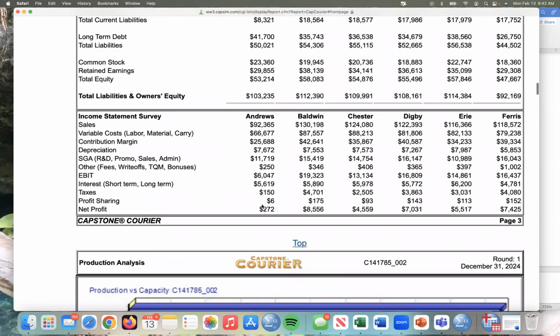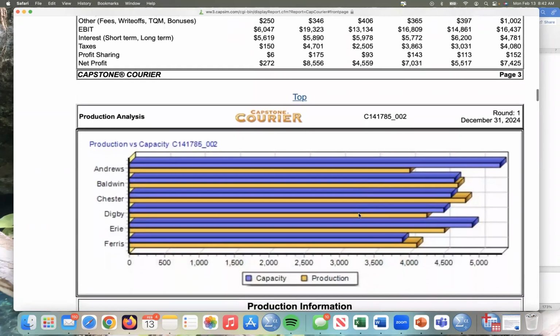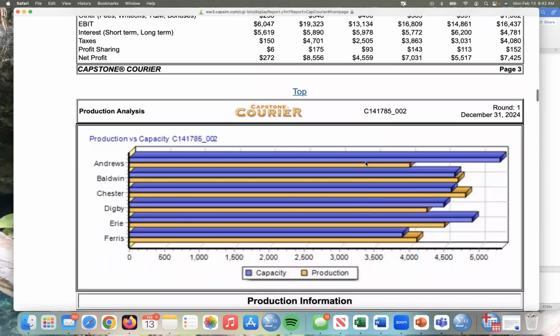So when I'm looking here, I am making a net profit, but it's very small. It's $272,000 versus, you can see, my competitors are in the millions of dollars. So one of the issues that I'm going to see is that when I look at my potential first shift capacity, I have a lot more capacity than what I'm using. It looks like maybe I added capacity here. I have a lot of capacity, but I'm not using it.